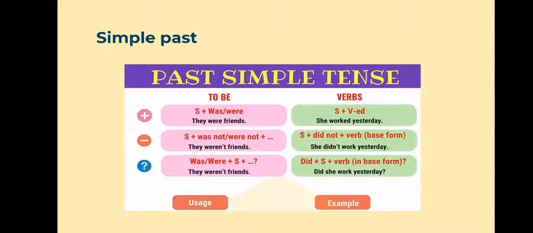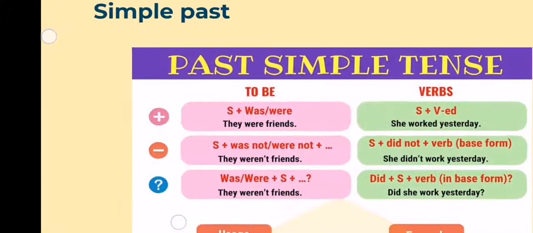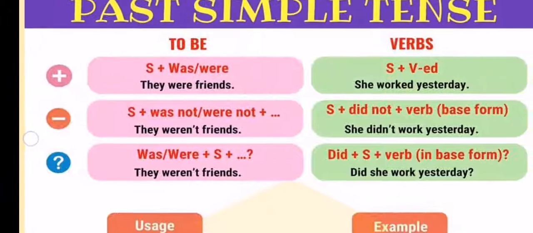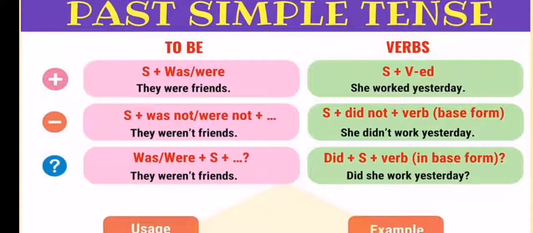Now, the structure for the simple past tense is like this. We are going to focus only on the affirmative today. We are not going to review negatives or questions. I am going to divide this topic into two sessions. So let's focus on this one first, which is the past tense of the verb to be.